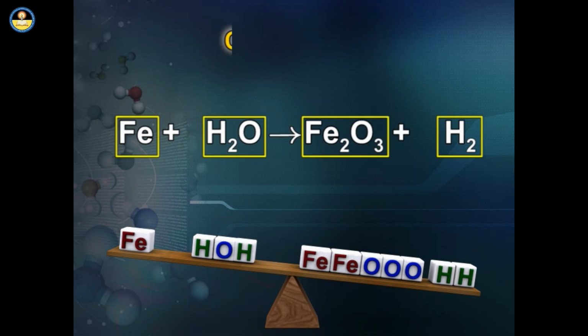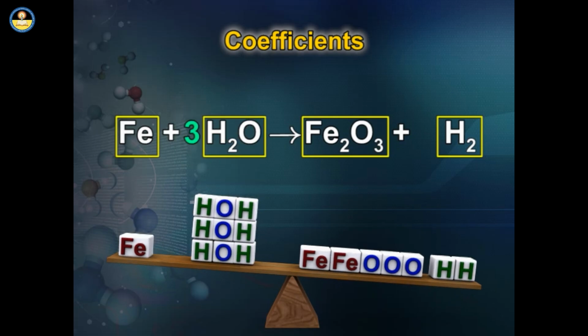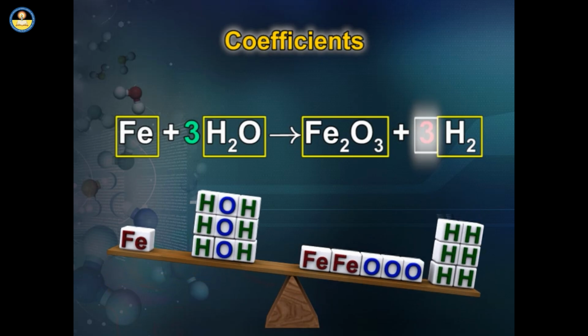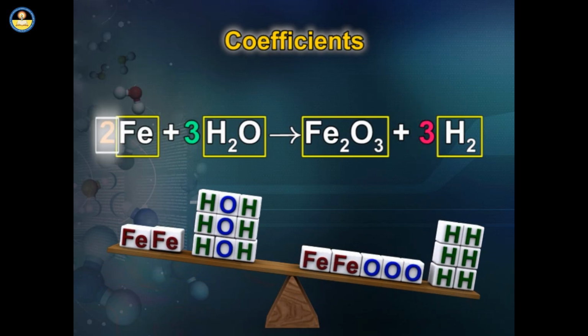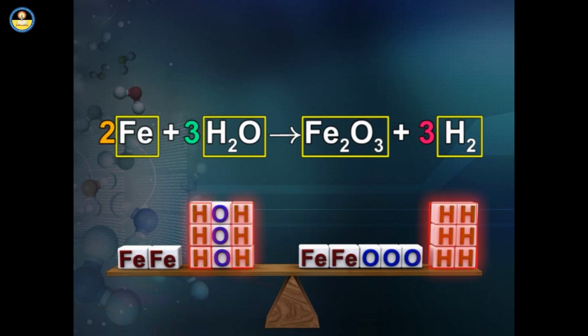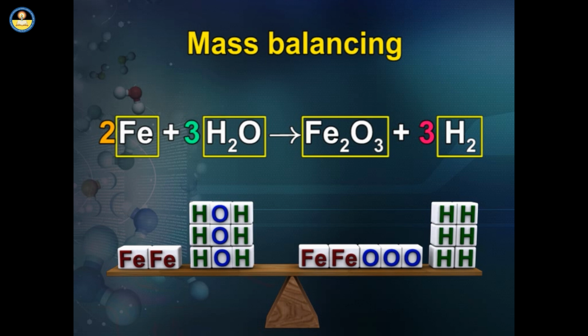In this method, the coefficients before the symbols or formulae of the reactants and products are adjusted in such a way that the total number of atoms of each element on both the sides of the arrowhead becomes equal. This balancing is also known as mass balancing because if the atoms of elements on both sides are equal, then their masses will also be equal.